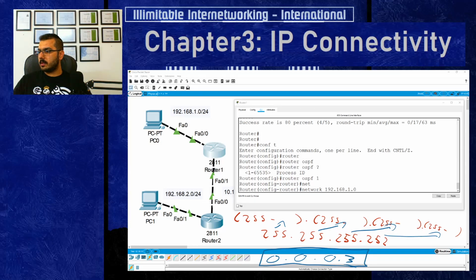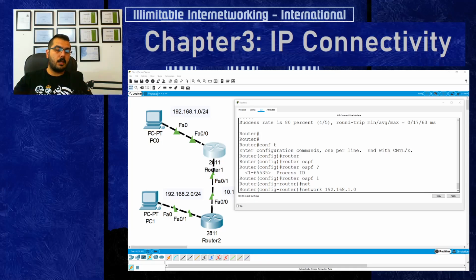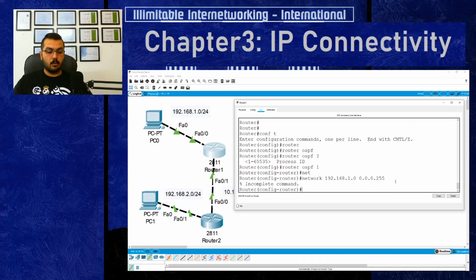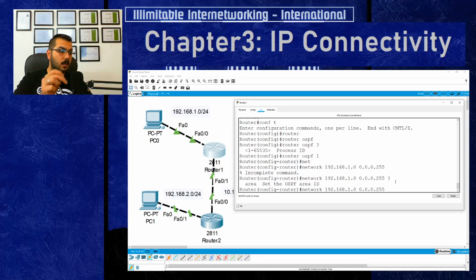Listen, if this was clear, then we will go back to the lab. If it wasn't, pause the lab, comment down below in the video to have any further explanation about the wildcard mask. Okay, so back to my lab, I will type the wildcard mask that we have just obtained for a subnet that has /24. Oh, I have forgotten something, which is the area. At which area does this network that you are advertising reside?